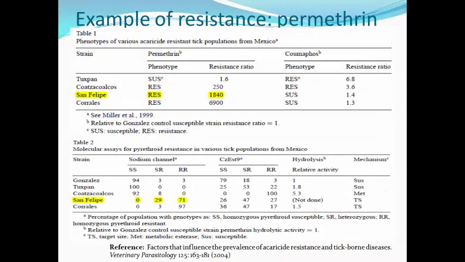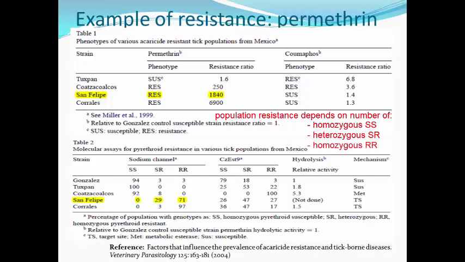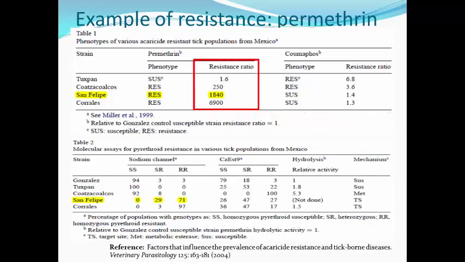Obviously, when we look at the entire population of ticks in any one farm, the degree of resistance is going to depend on how many individuals are homozygous susceptible, heterozygous, that is, with alleles for both susceptible and resistant channels, and homozygous for both alleles resistant. I would like you to look at the top table to where it says the resistance ratio for 4 different strains of ticks from Mexico.